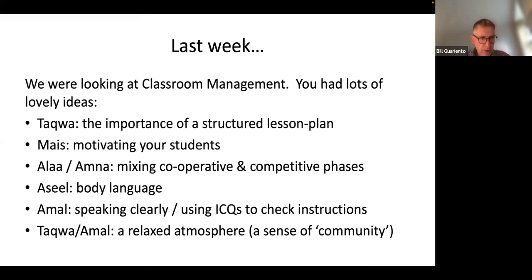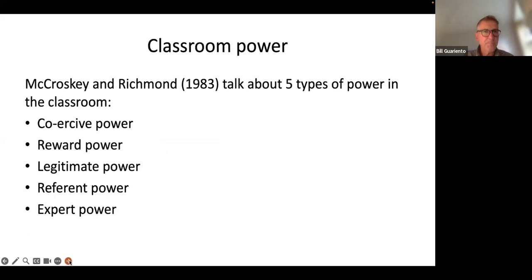Finally, we saw that an important part of classroom management last week, this is something that Takwa and Amal said, is you need a relaxed atmosphere. Takwa said you need a sense of community. Because if you have a relaxed atmosphere, you can do many things with your students. I think it links to Mais's idea of motivation as well. Good. So that's what we did last week.